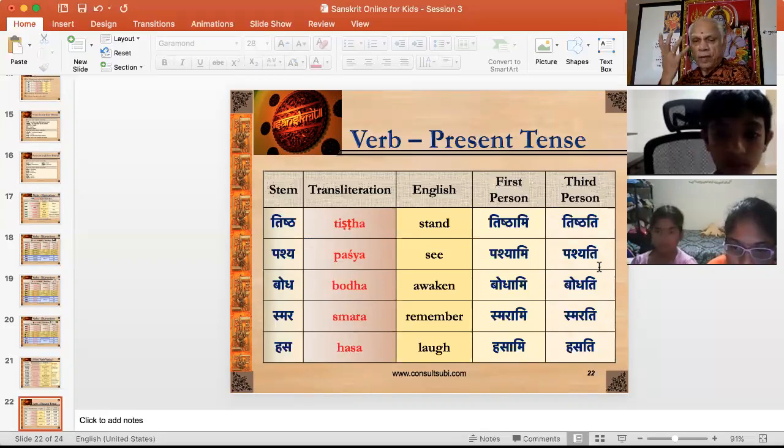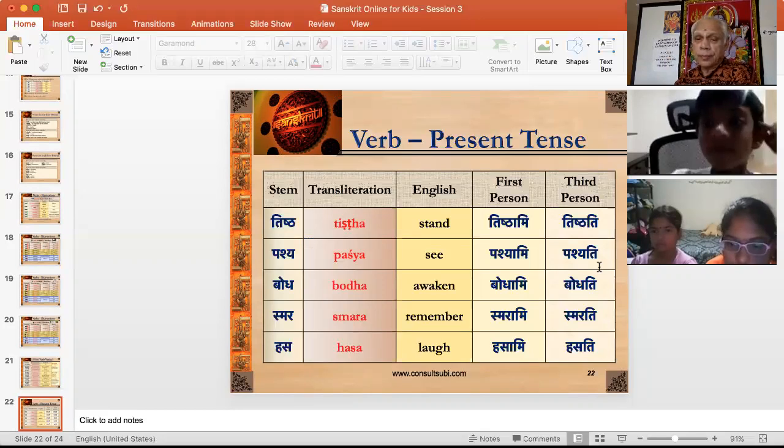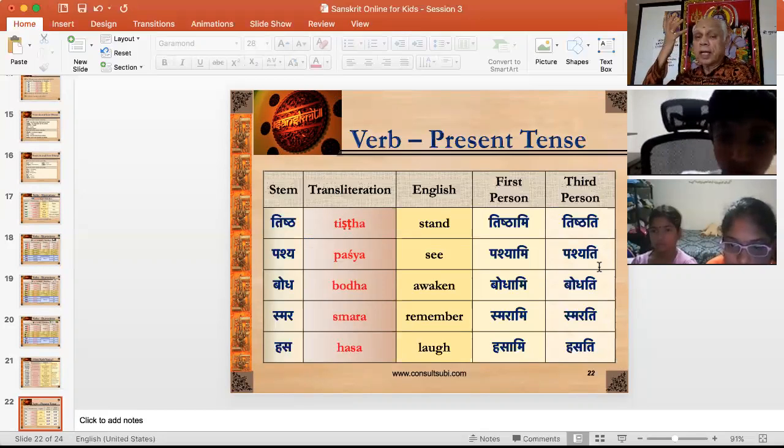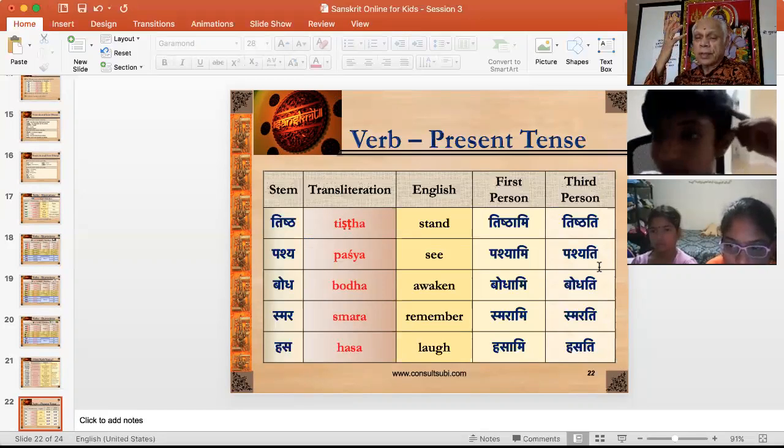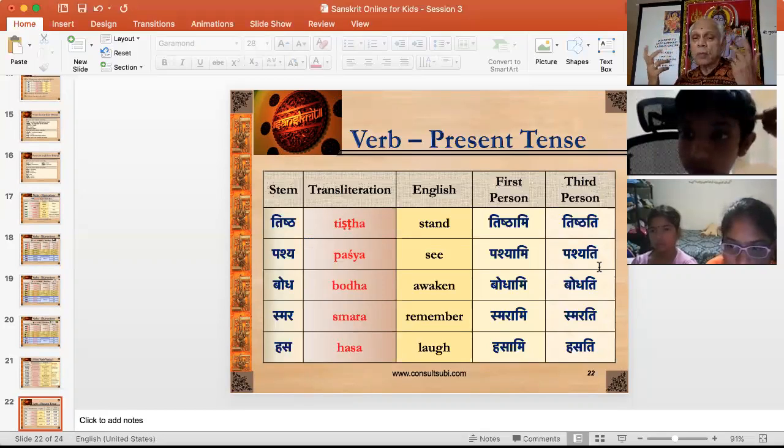Bodha, to awaken, waking up. From Bodha comes the word Buddha. You know Buddha, the great Buddha. Because he got awakening, he got enlightened, so he was called Buddha. So it comes from Buddh.